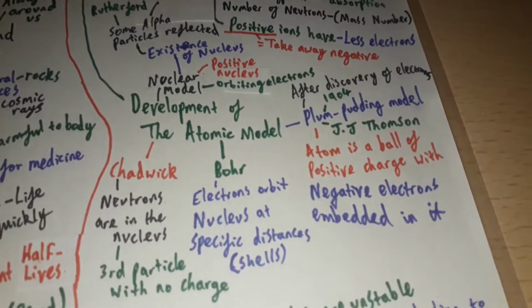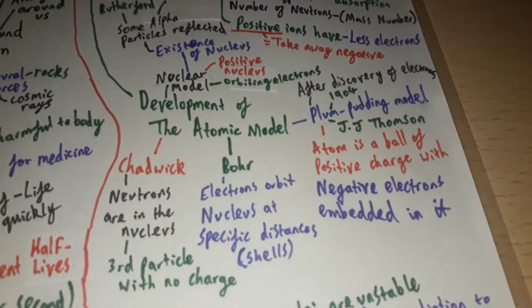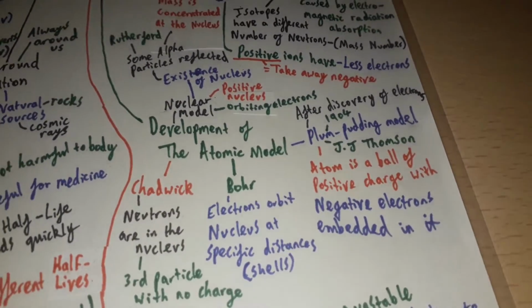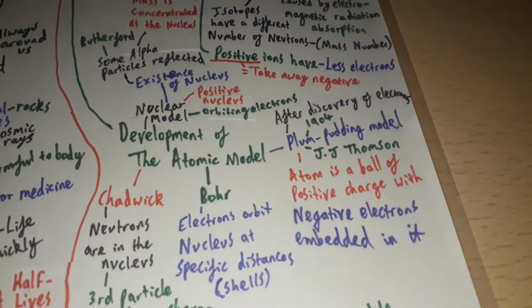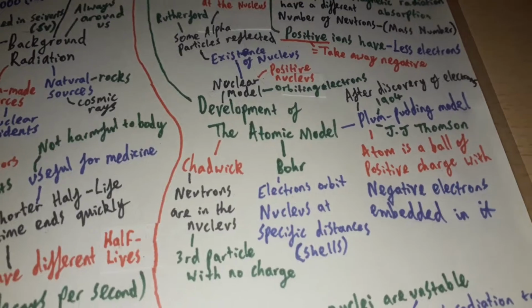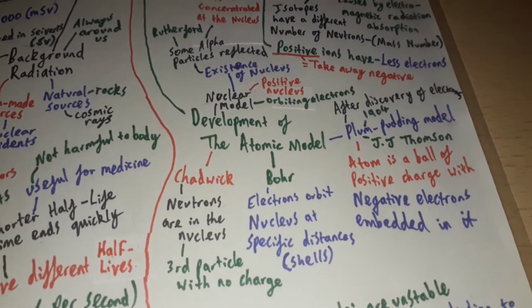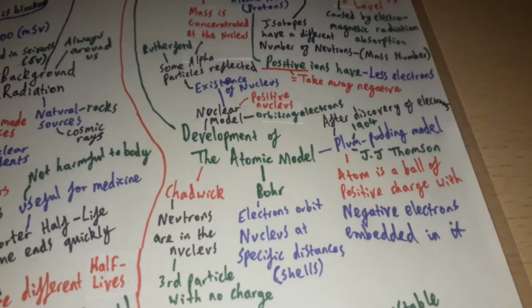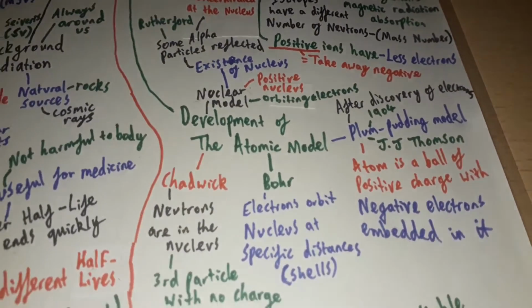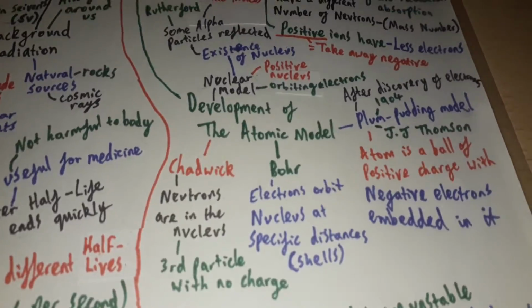So next, let's look at Bohr. Bohr found out that electrons orbit the nucleus at specific distances. So he found out all about shells and how that works. Next there's Chadwick, who figured out that neutrons are in the nucleus. He figured out that there was a third particle in the nucleus with no charge. Because before they thought, oh, the nucleus is just protons. But he proved the existence of neutrons.